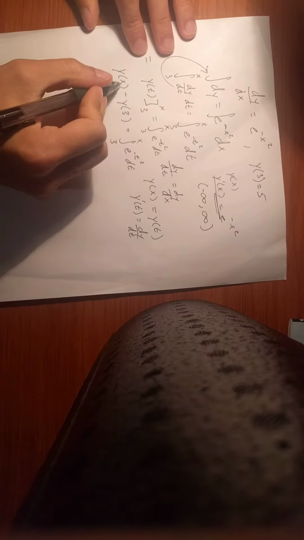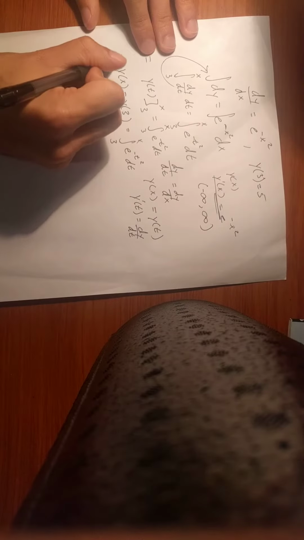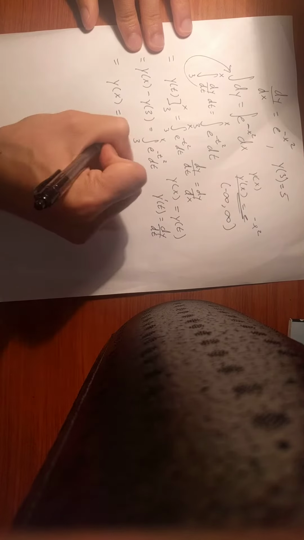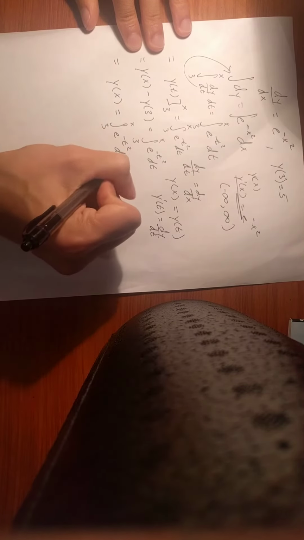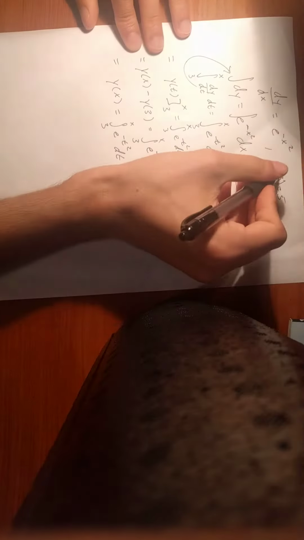Almost done. Notice how we have y of x here. Now we have the function that we were looking for. Let's clean it up a bit. We're going to have y of x equals the integral from x to 3 of e to the negative t squared dt plus y of 3. Okay. Last but not least, what does y of 3 equal?